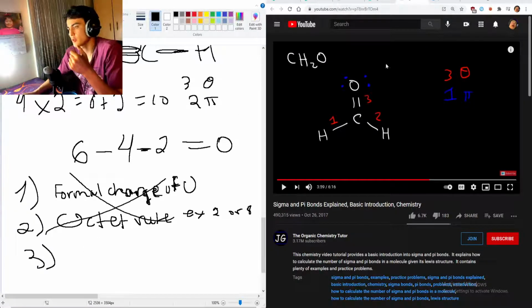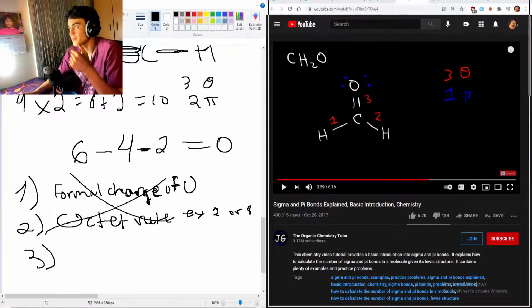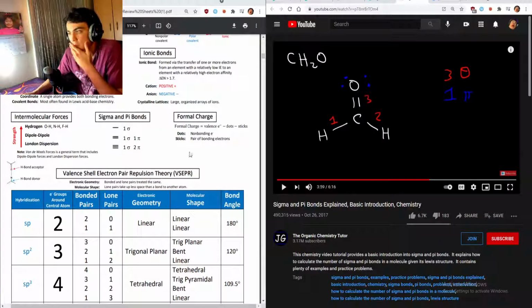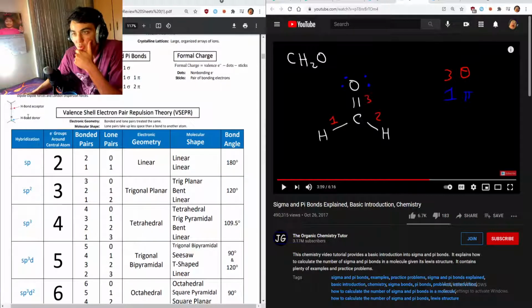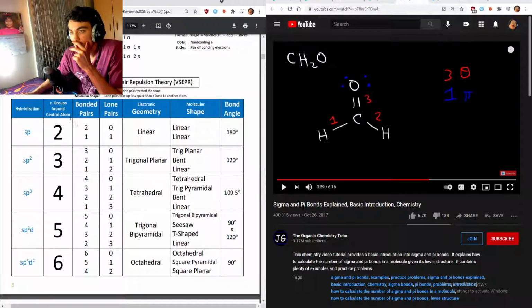Whatever. You get the point. Next is formal charge. What is that? Who cares? Valence shell electron pair repulsion theory. SP, this is a hybridization. This is just all memory. There's no point in really learning this. It's all memory. You look at the thing.